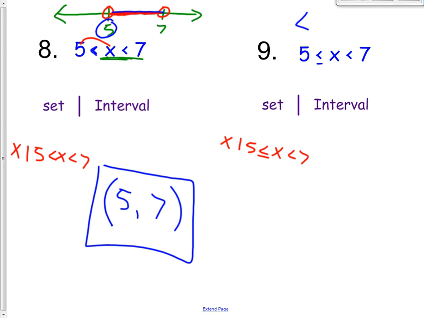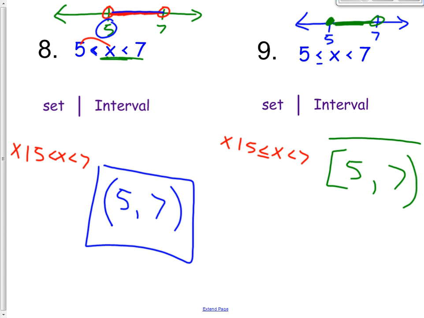Very similar for this one. If 5 is less than or equal to x, which is less than 7, maybe you saw this in middle school, where you had a closed circle here, an open circle here, and it was everything in the middle. So once again, it starts at 5, but this time it can equal 5 because it's greater than or equal to, so you're going to put a bracket there instead of a parenthesis. And how far to the right does it go? It goes as far as 7, but it goes to an open circle, so that's when you use a parenthesis. And there's our answer for problem number 9.